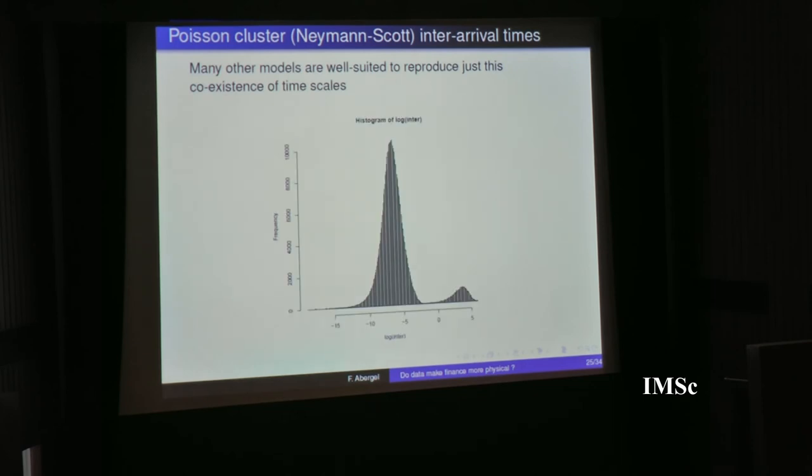Okay, however, it's not the only one, and as a comment here, just fitting one distribution is very simple. This is another example of a model that fits the S&P 500 bimodal distribution very well. This is a Poisson cluster process of the Neyman-Scott type. So let's do a little better than that, to understand the use of Hawkes processes. What do they bring us?